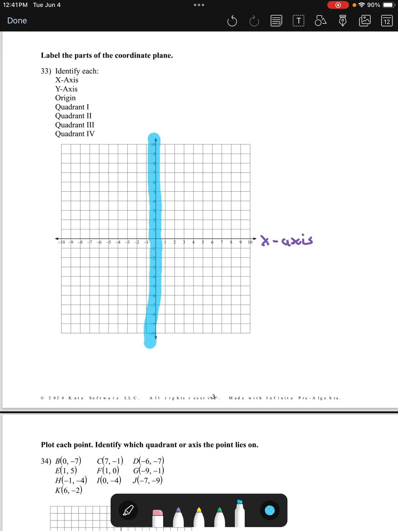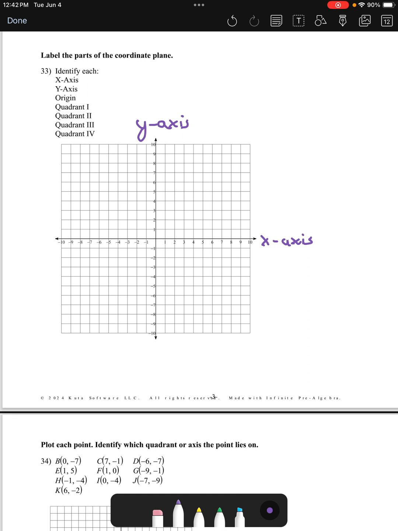This vertical number line, what I want to point out about it, again, 0 is in the middle. The positive numbers come up from 0. The negative numbers come down from 0. So positive is up, negative is down. This vertical up and down number line is called the y-axis.